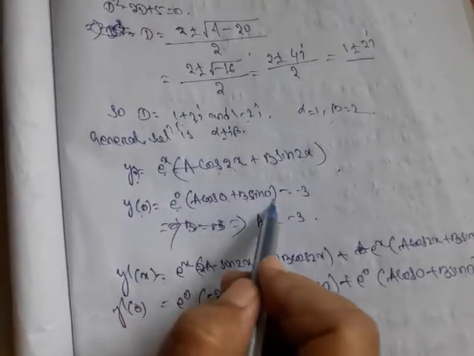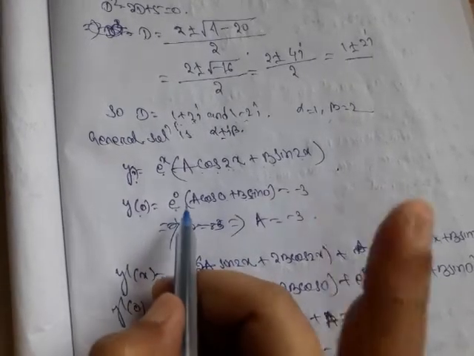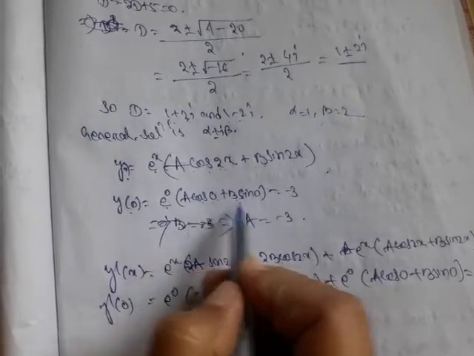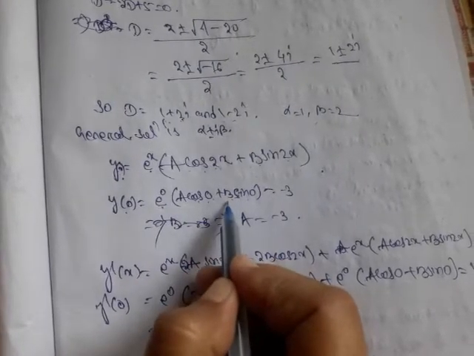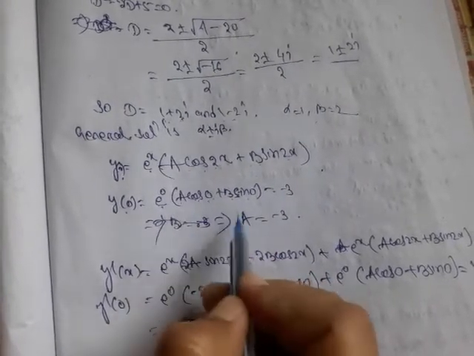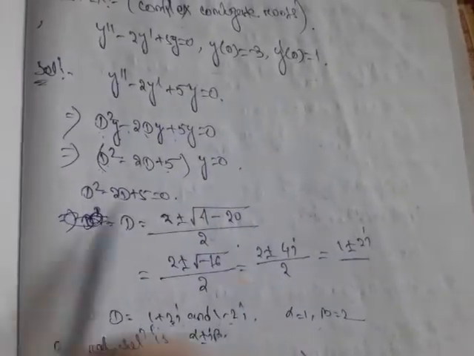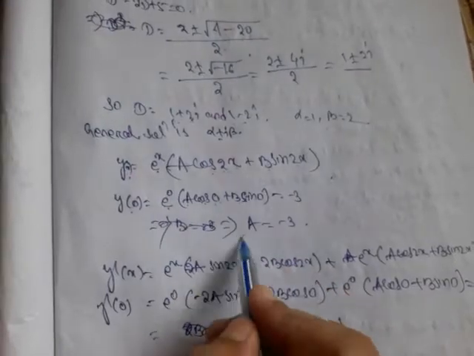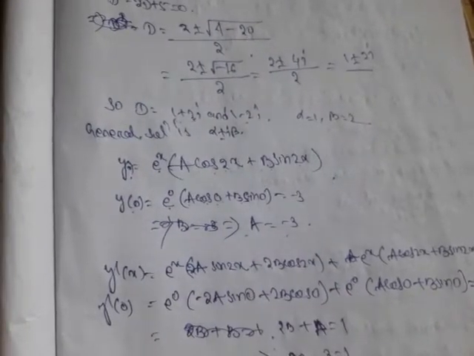So put 0. e to the power 0 is 1. Then this is 1. Okay, then cos 0 is 1, but sin 0 is 0. So this term is vanished. Only a equals to, here this is given y of 0 equals to minus 3. So that is a equals to minus 3. Okay.